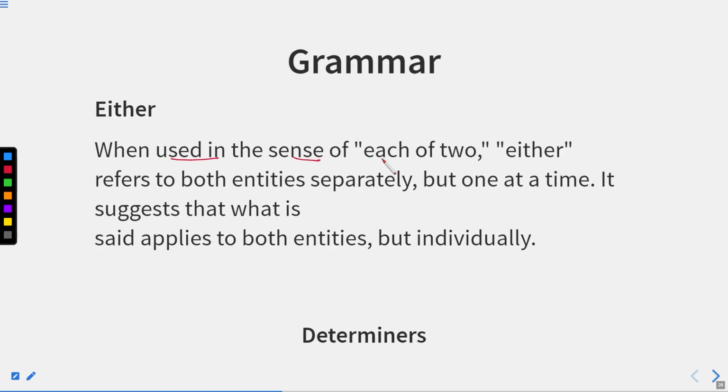When used in the sense of each of two, either refers to both entities separately, but one at a time. If I have two options, A and B, I mean that I can have A or B. It is up to me. Both the things are the same. But if A happens, B will not happen. If B happens, A will not happen. It means one at a time. We are talking about both the entities separately. It suggests that what is said applies to both entities but individually.